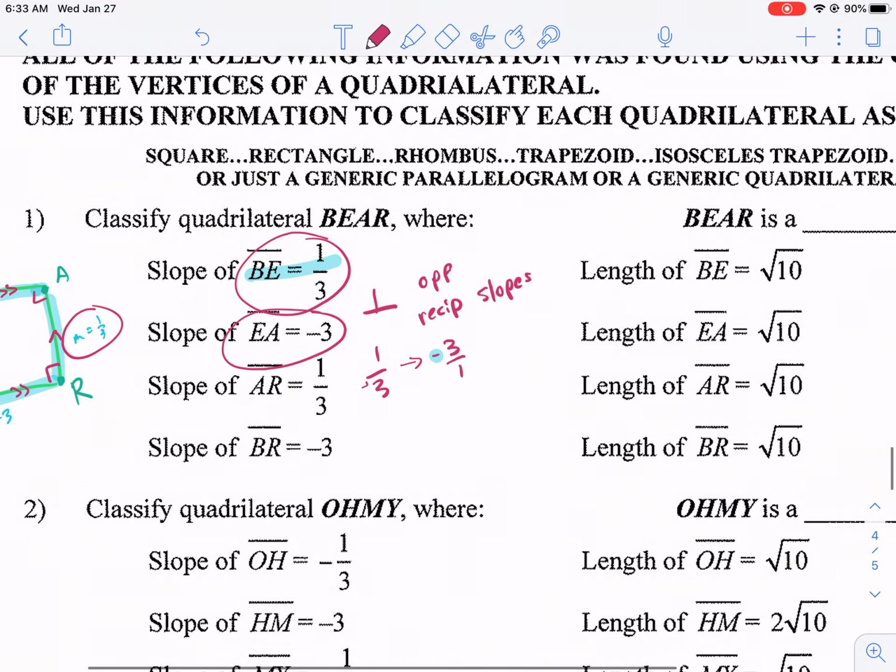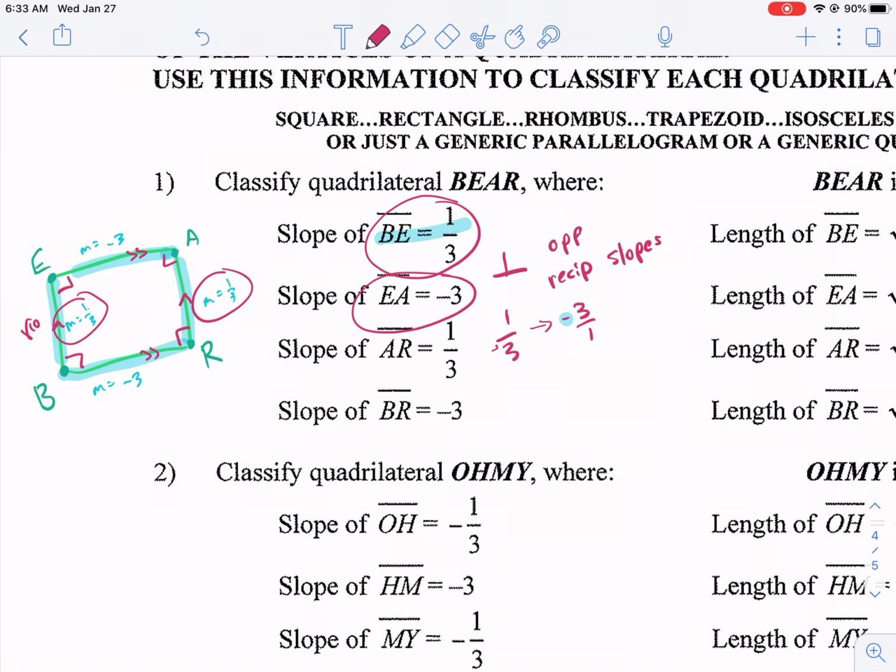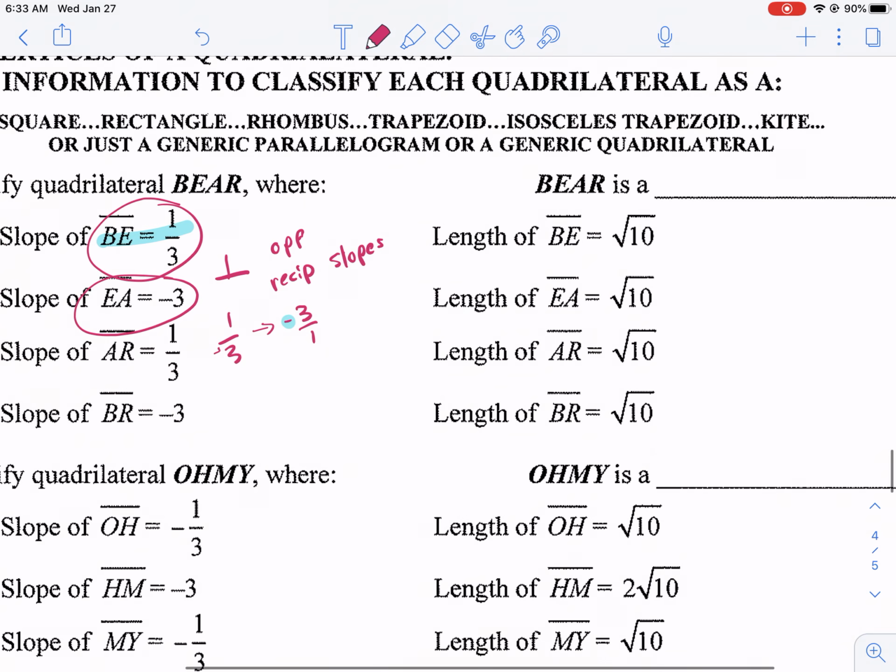Now let's look at the lengths of the sides. We see the lengths of all the sides are square root of 10. So it's a rectangle with congruent sides. Therefore, BAR is a square.